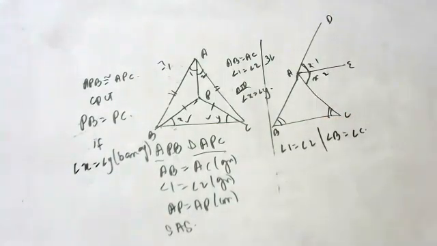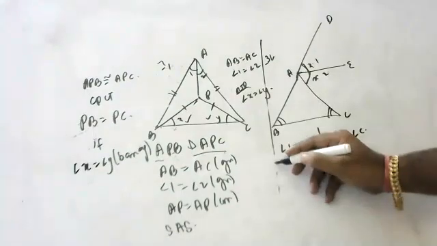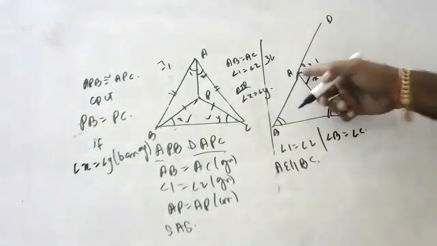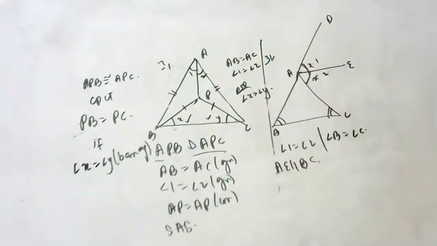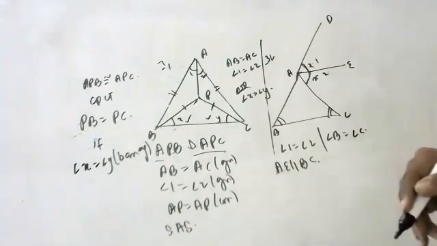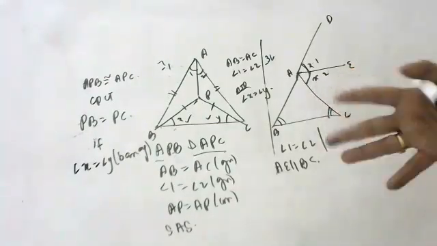Children, tell me how to do this. We have to prove that AE is parallel to BC. We should join EC.